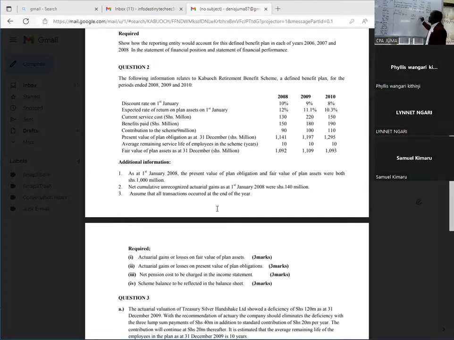Here the middle one is 201.48. That is the net pension cost. Net pension cost 106. And the last is 1.55. So how many marks were they allocated? 3. How you 3? You 3 another part. How many another part?